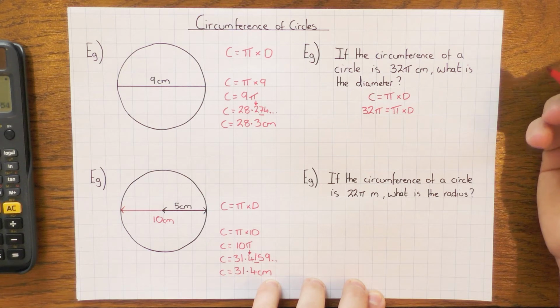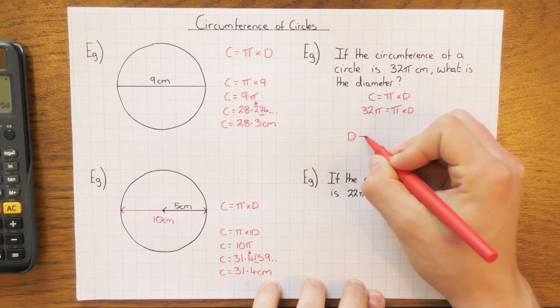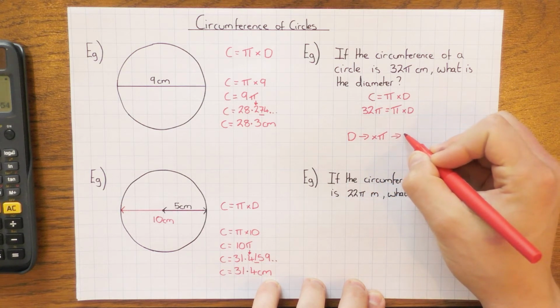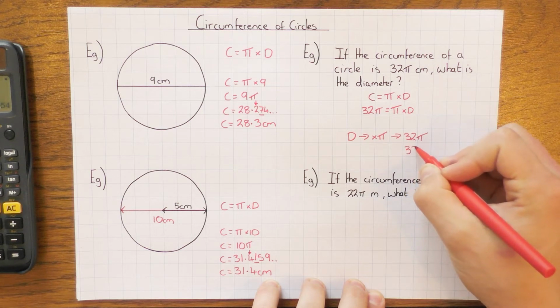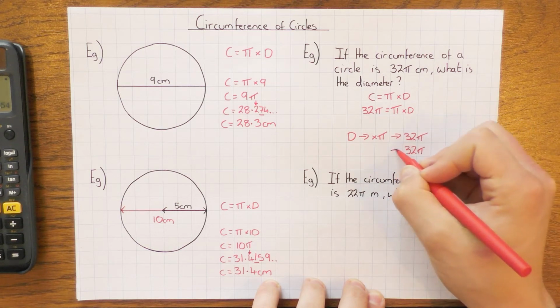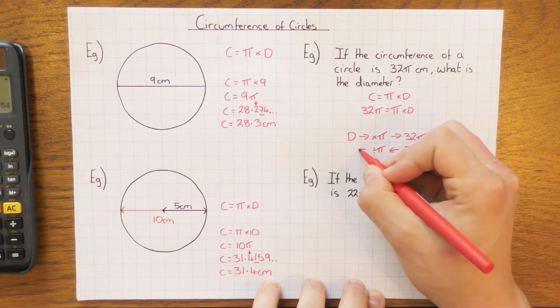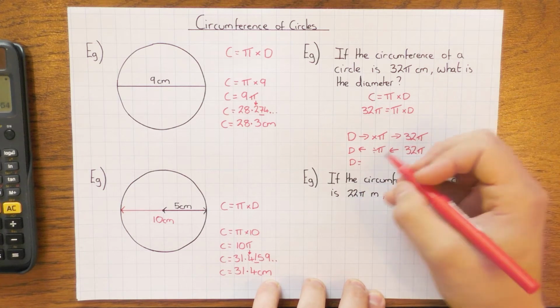And all we're going to do is rearrange it. So I'm a massive fan of the flowchart. So I'm going to have my diameter. What do I do with it? I times it by pi. And then I get the answer of 32 pi. So then I'm going to go backwards. And when we go backwards, we do the opposite. So instead of timesing by pi, I divide by pi. And 32 pi divided by pi is just 32.